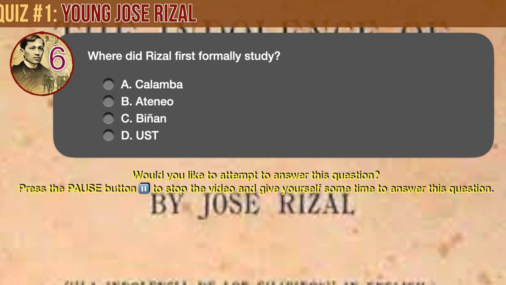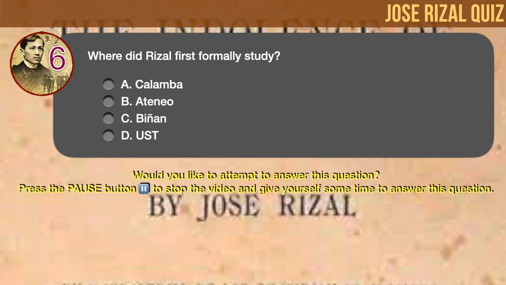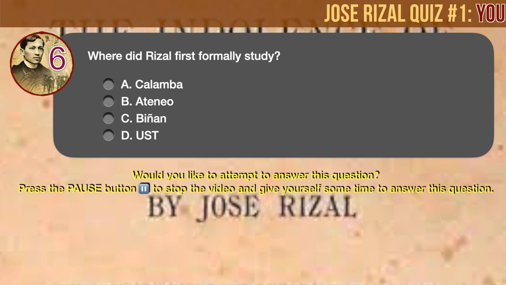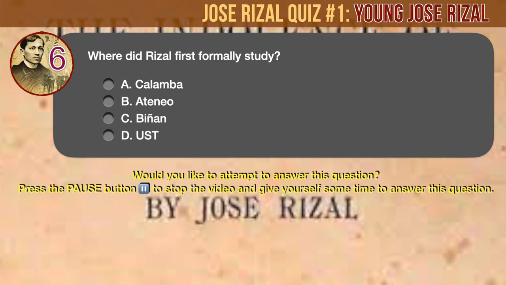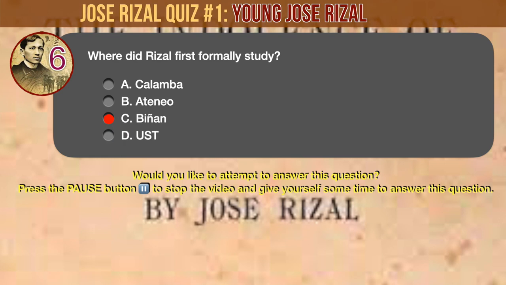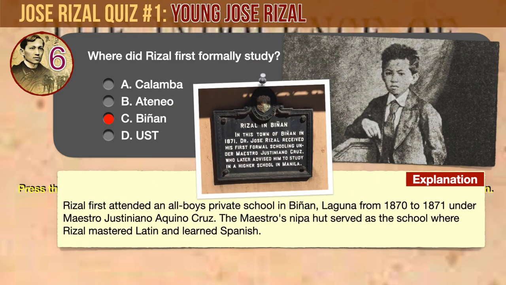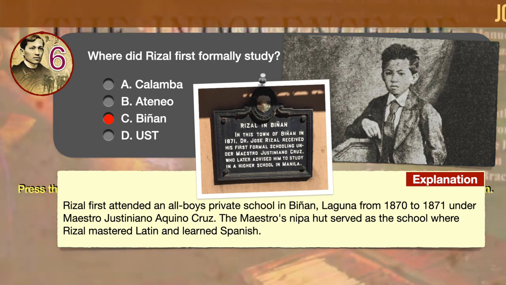Question number 6. Where did Rizal first formally study? A. Calamba. B. Ateneo. C. Binan. D. UST. The correct answer is C. Binan. Rizal first studied under Justiniano Aquino Cruz in Binan, Laguna, before he was sent to Manila.